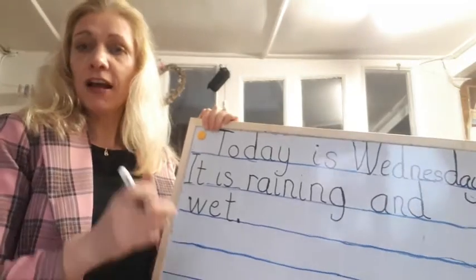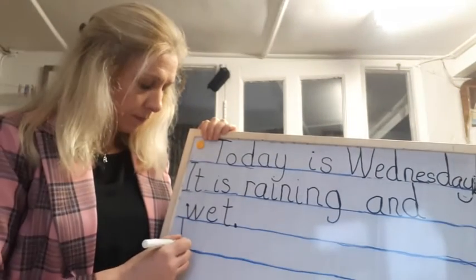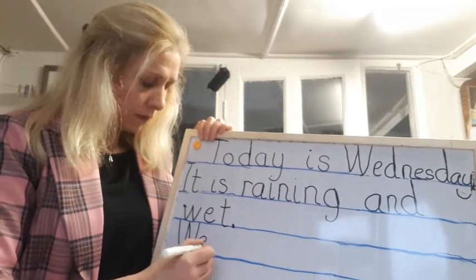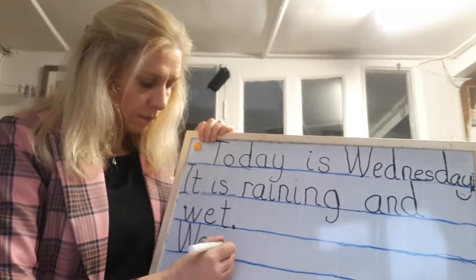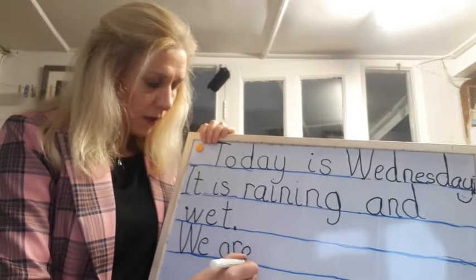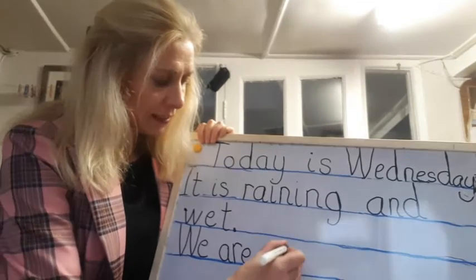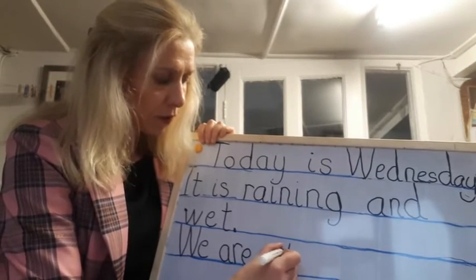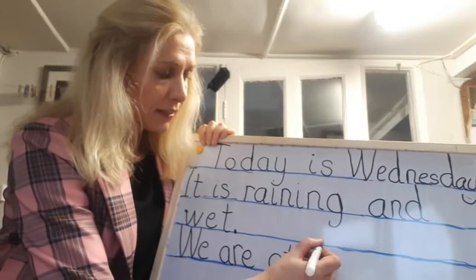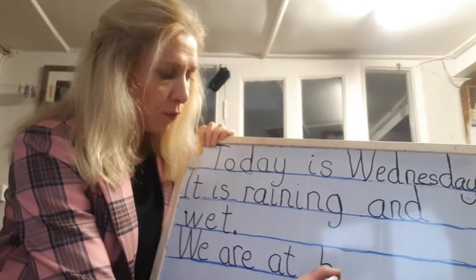I'm going to write: we are at home, because we are all at home. We. Are, your R in the middle of the line. Are, finger space, at, home. Now we haven't done an H yet. So it starts, finger space, it starts at the top of the line. We go down the horse's body, go around and over, home.